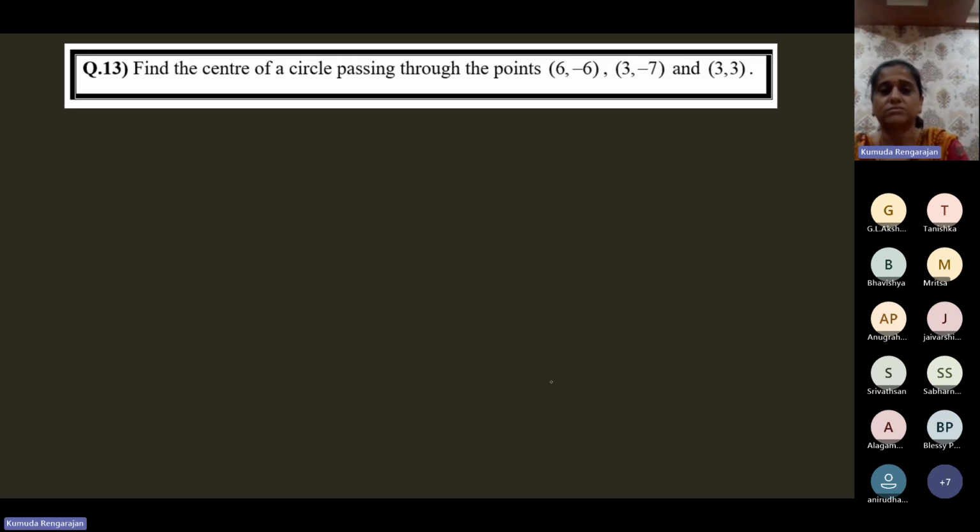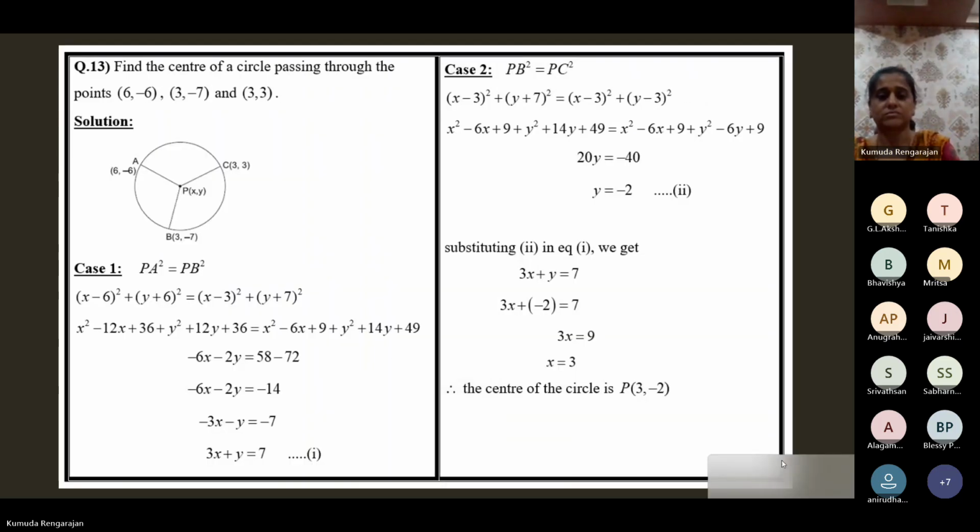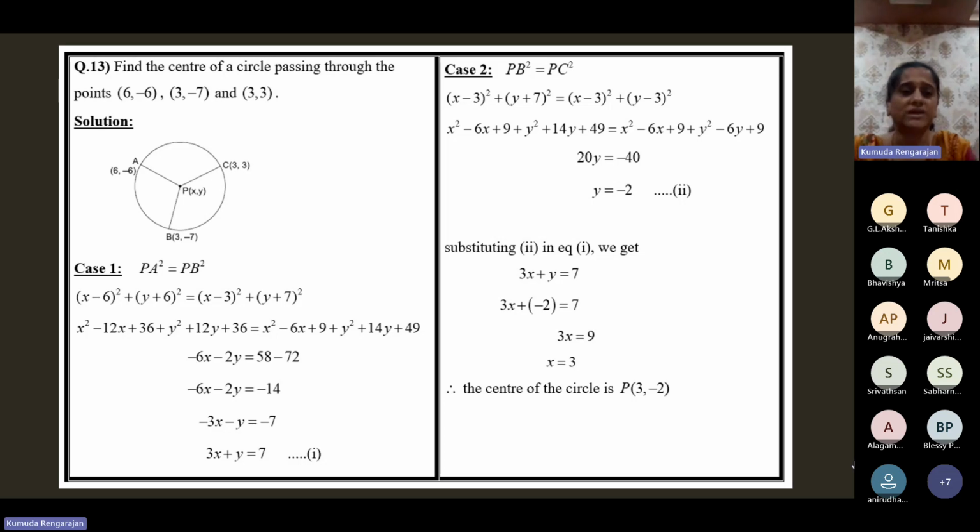Yeah, this is the next one. Find the center of a circle passing through the points 6, minus 6, 3, minus 7, and 3, 3. You must find the coordinates of the center of a circle. The circle passes through these 3 points. That means these 3 points lie on the circumference of the circle. With this, you'll have to find the center of the circle.